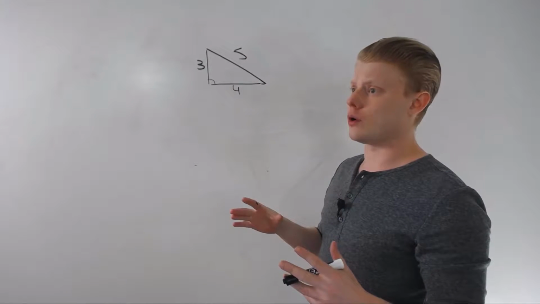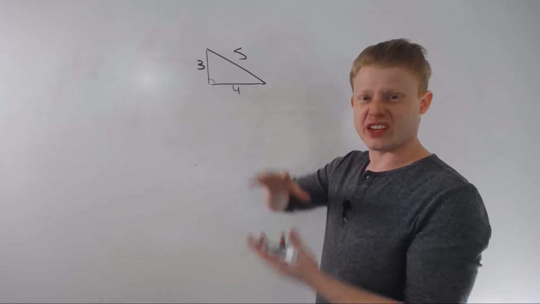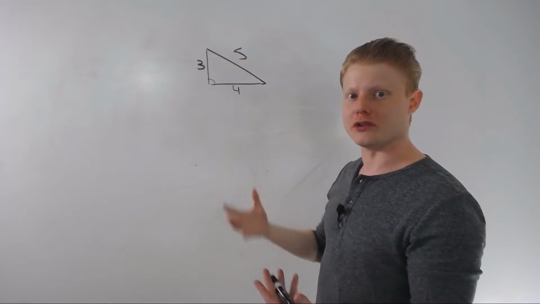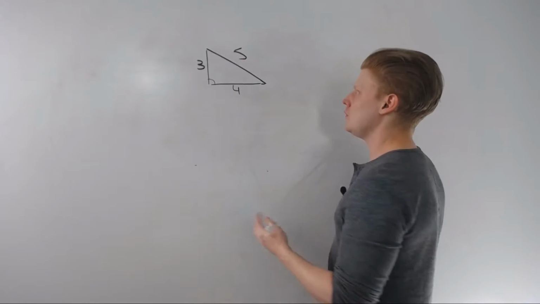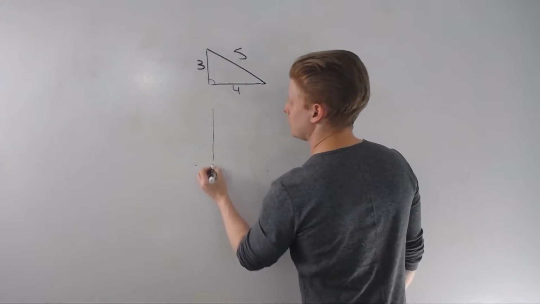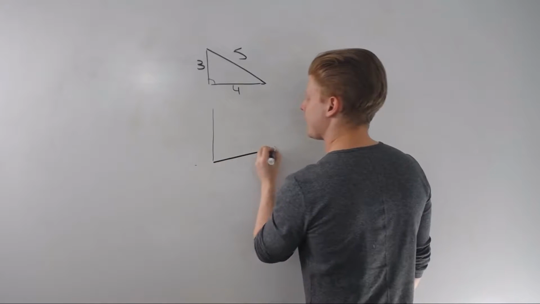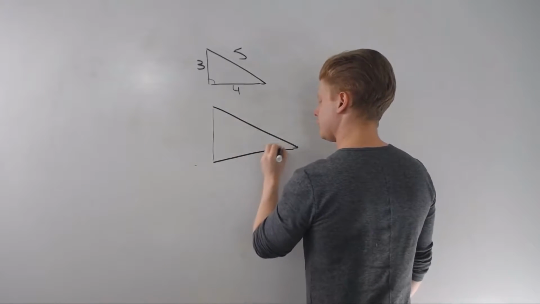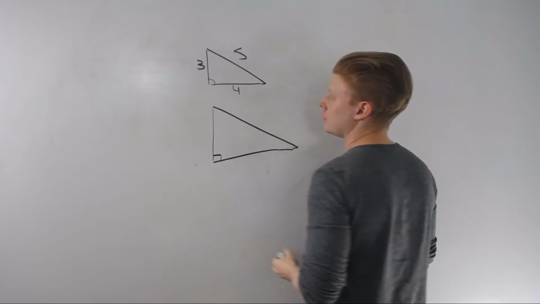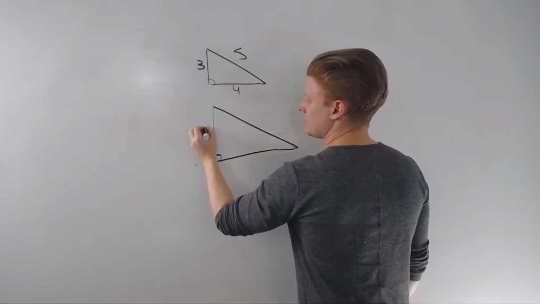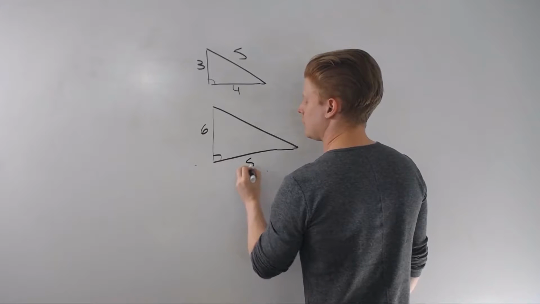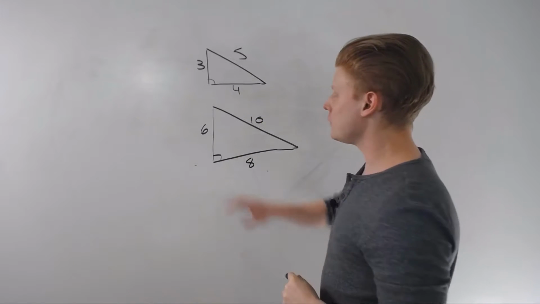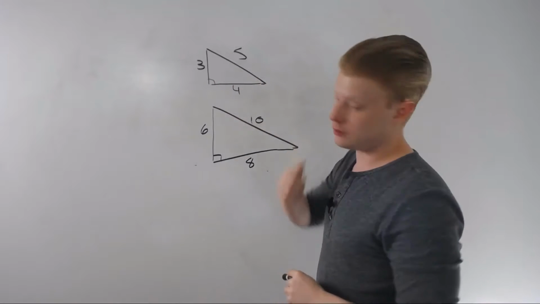Similar triangles are triangles that are the same shape. They're just different sizes, different scales, like an enlargement or reduction on a copier. What that really means is that they have the same interior angles. So let's say this triangle is a 6, 8, 10, which is just a multiple of a 3, 4, 5. It's literally twice the size of this triangle.